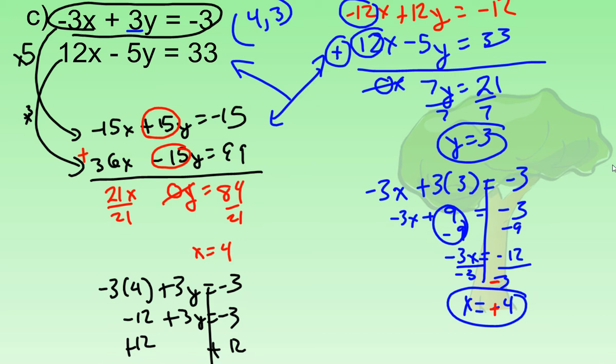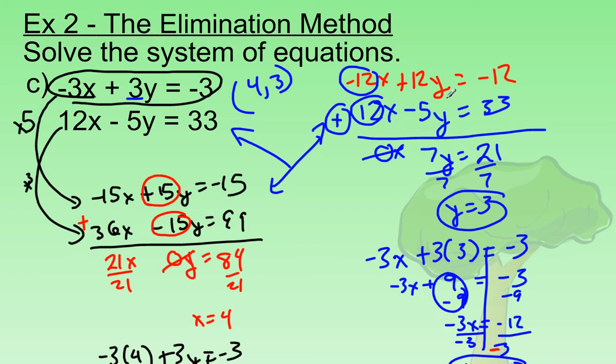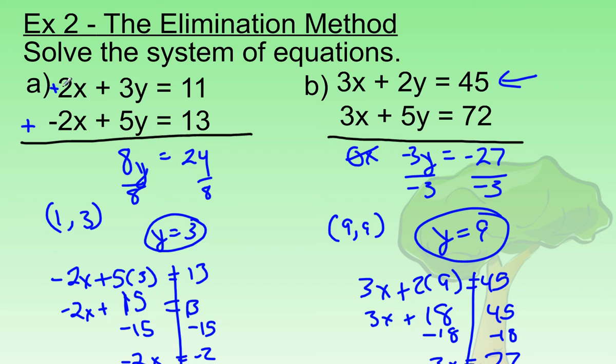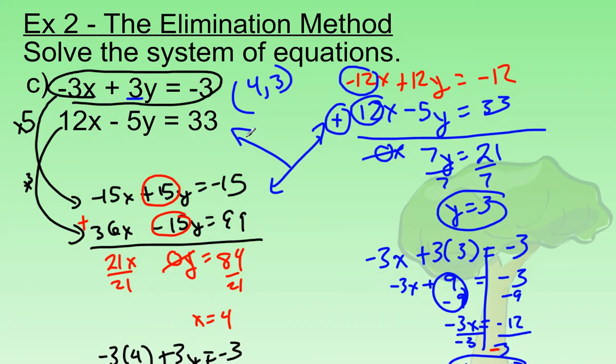So this is the elimination method. You try to eliminate a variable. If they're nice and pretty and you can just add or subtract them, do it. If they're not nice and pretty and you have to multiply by something first, do it.